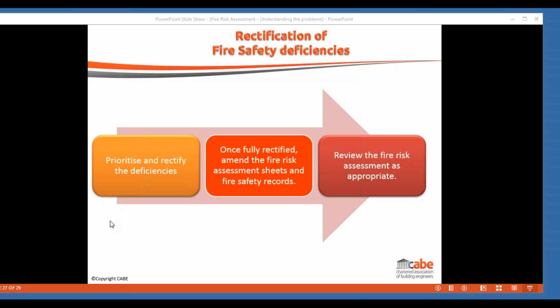In terms of a public building, do we need to make it available? No, we don't. Ultimately, it's for the management to make sure that the public would then be safe within the premises.